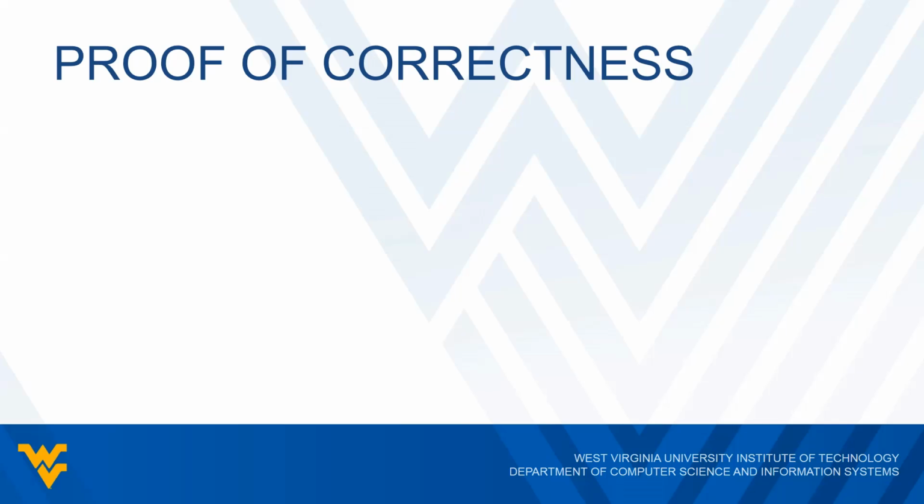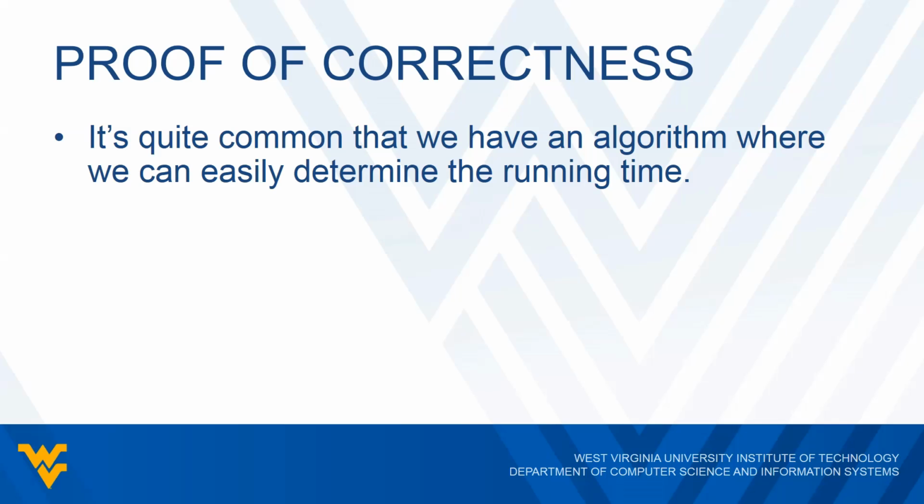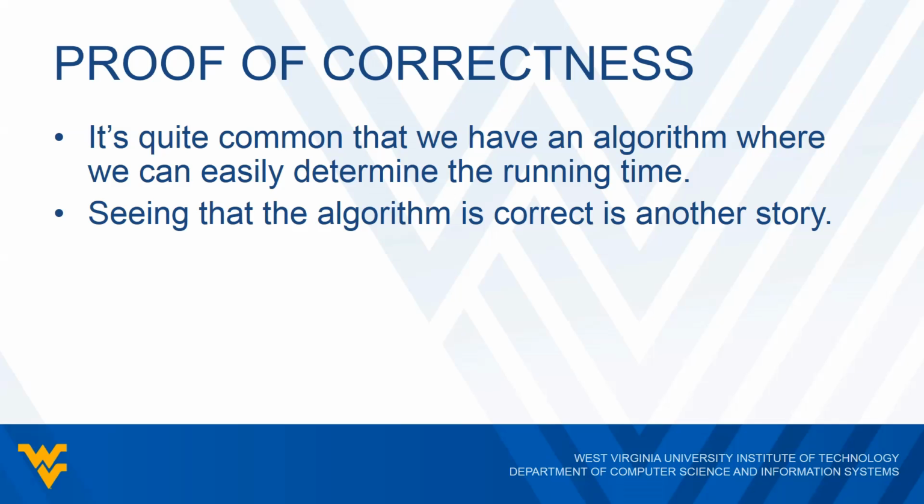It's actually quite common that we have an algorithm where we can easily figure out what the running time is, but at the same time, it's difficult to see that the algorithm is correct. That last example was one of those cases. Clearly, we can see that it's O of n time because we have a single for loop, but we had to explain a little bit as to why this algorithm actually works.